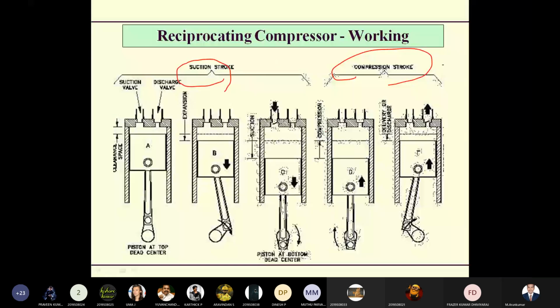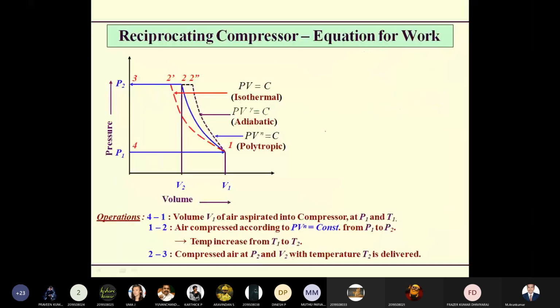So this is your PV diagram of this reciprocating compressor. So actually we have this suction and compression stroke, right? So this is 1 to 2.